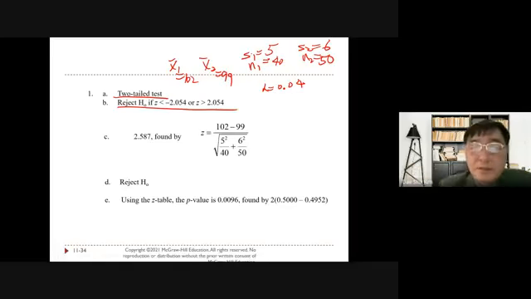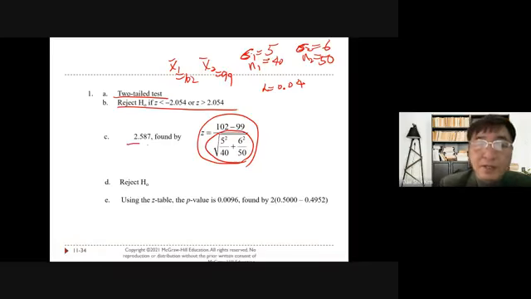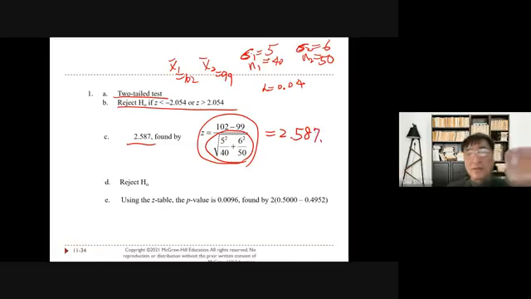So the z value will be calculated. Sigma is known. You're not using S, this is sigma. So we will calculate like this. The z value we calculate is 2.587. This is okay. Then alpha is 0.04. We need to find out how to get this number from the table.